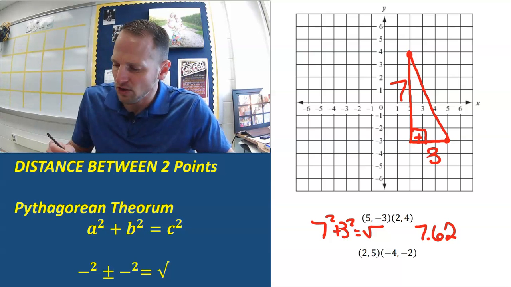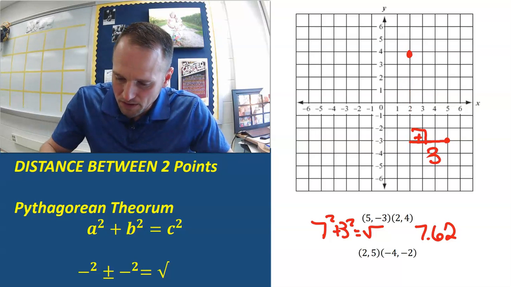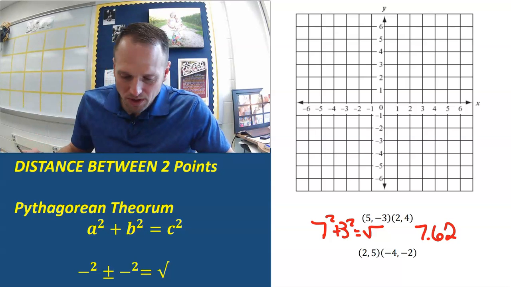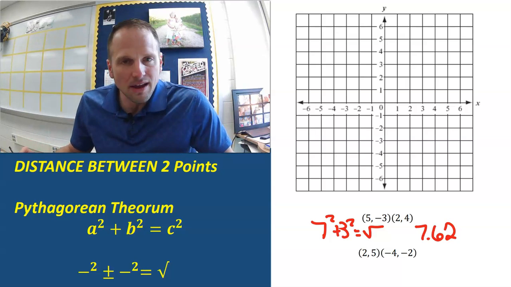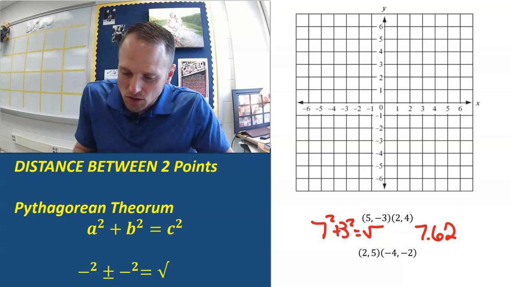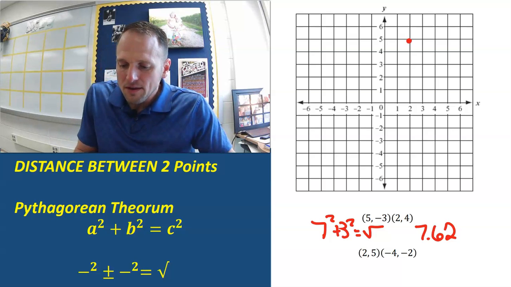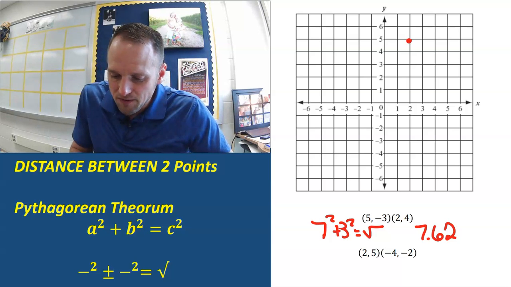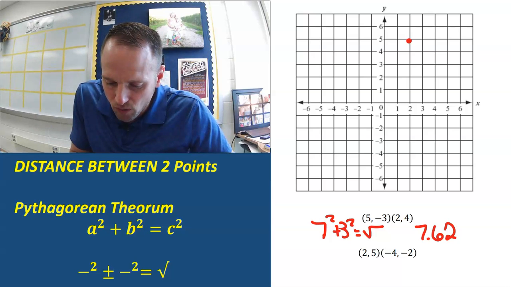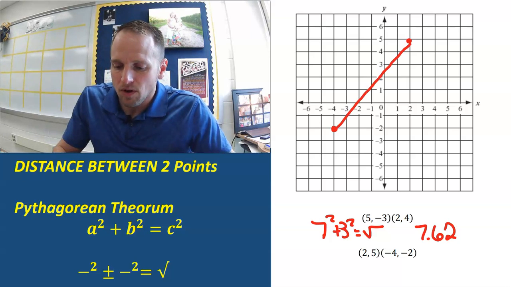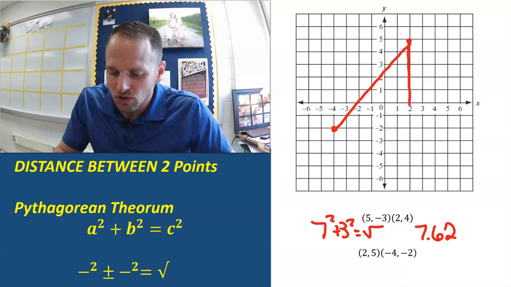Let's look at the last one. All right, so you can see that this may sound a little bit more confusing, but really it's just at its heart the Pythagorean theorem. That's all it is. So 2, 5. So I'm going over 2 on my x-axis and up 5 on my y. So there we go. And then -4, -2. So -4 on the x, -2 on the y. And let's connect this.